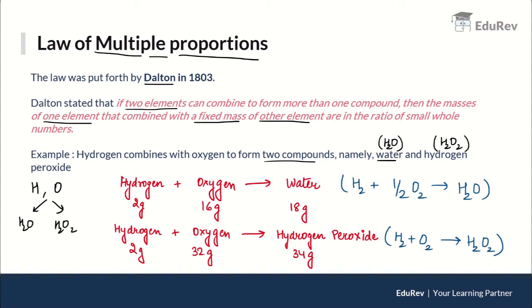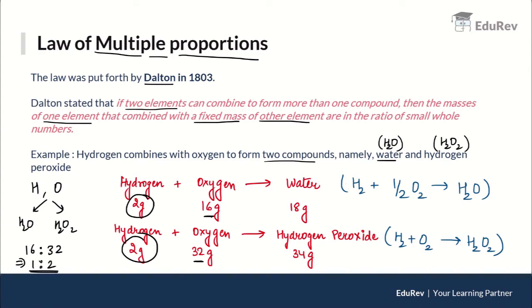Now, as per the law, it says if one element combines with a fixed mass of the other element. So the fixed mass of the other element here refers to the mass of hydrogen, right? Then the ratio of the masses of the second element will be a small whole number ratio. So if I take the ratio of masses of oxygen, it comes out to be 16:32, and the simplest ratio will be 1:2, right? So this was stated by Dalton.